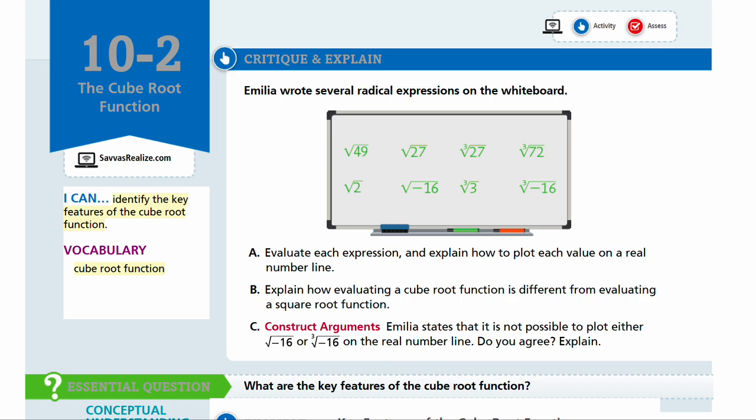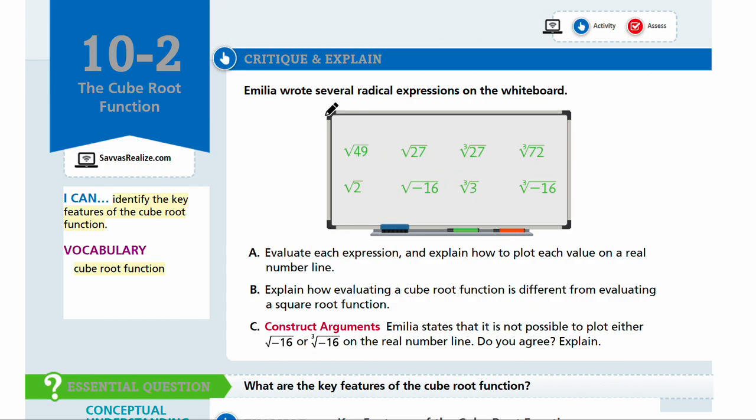So let's look at critique and explain. Emilia wrote several radical expressions on the whiteboard. We have roots over here, right? We have the square roots and the cube roots. Let's evaluate each expression and explain how to plot each value on a real number line. So can we evaluate each one?